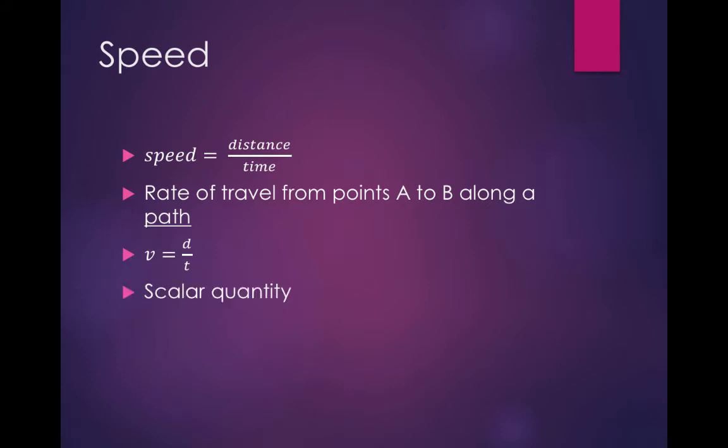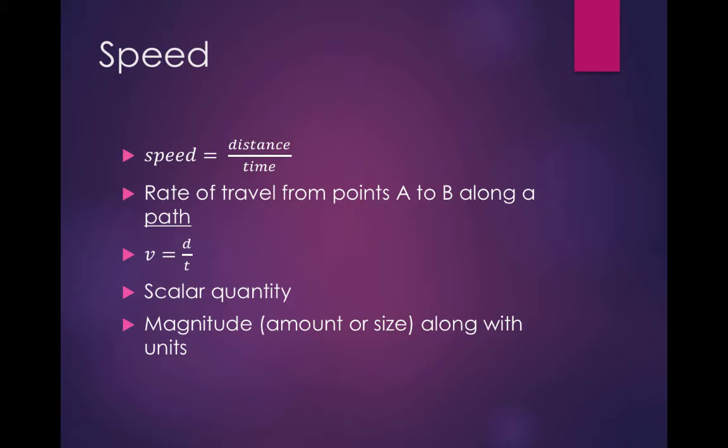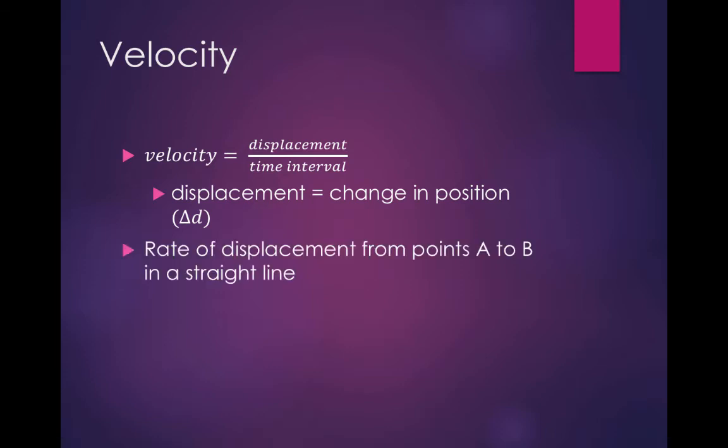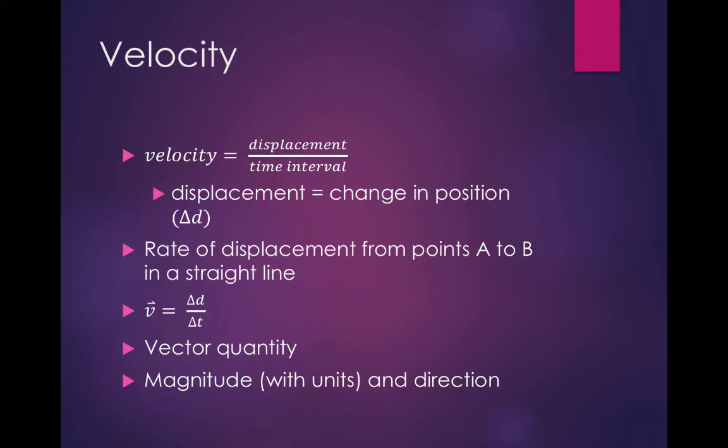It is a scalar quantity and includes only the magnitude, the number that represents the amount or size, and the units. Velocity is often confused with speed, but it has a few major differences. The formula for velocity is displacement over time interval. Since displacement is simply the change in position, denoted with the symbol delta d, it can be described as the rate of displacement between points A to B in a straight line, or the rate of change in position. The formula can be written as vector v equals delta d over delta t. It's a vector quantity, so it has magnitude with units and includes direction as well.